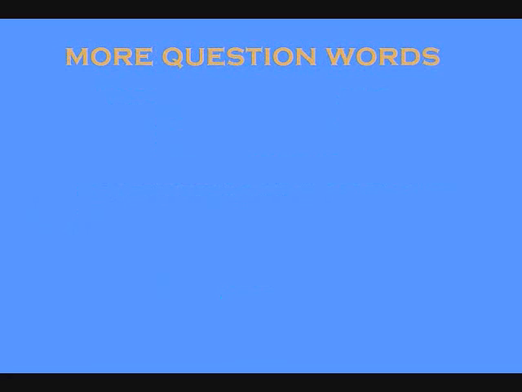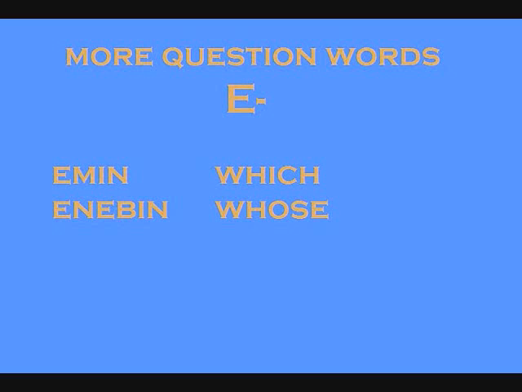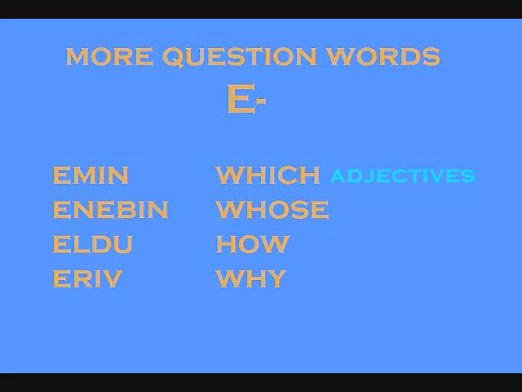Now that we've been introduced to some more parts of speech, we can learn some more question words. Notice that they all begin with e. Emin, which, Enebin, whose, Eldu, how, and Eriv, why. Emin replaces adjectives, Enebin replaces personal adjectives, and Eldu replaces adverbs. Eriv doesn't replace anything, but will merely head the sentence.